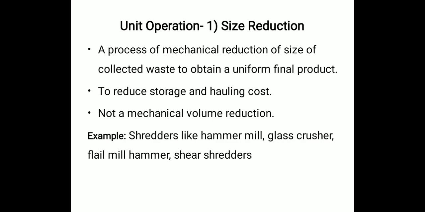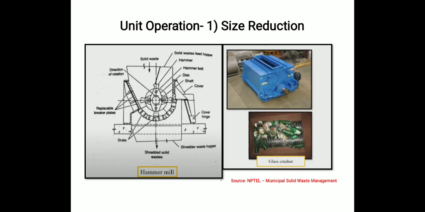For that, different types of shredders are available, like the hammer mill and glass crushers for crushing glass. Next, the flail mill, and hammer and shear shredders. This picture shows the hammer mill, where the raw material is fed from the top, and by using hammers we get a finer product at the bottom. The second picture shows the glass crusher, where glass is crushed into smaller pieces.